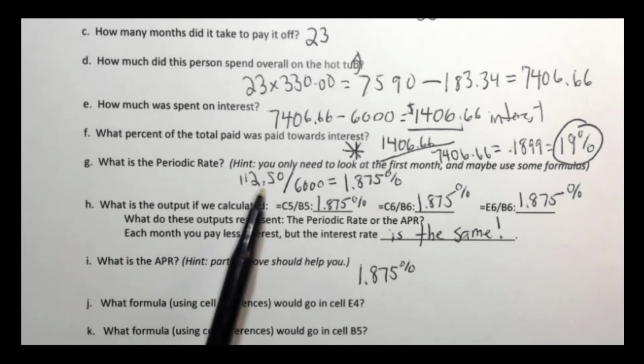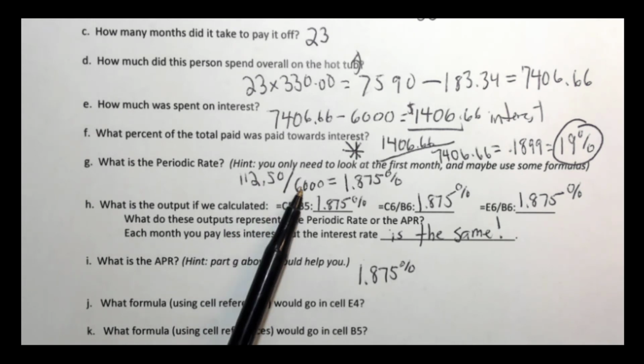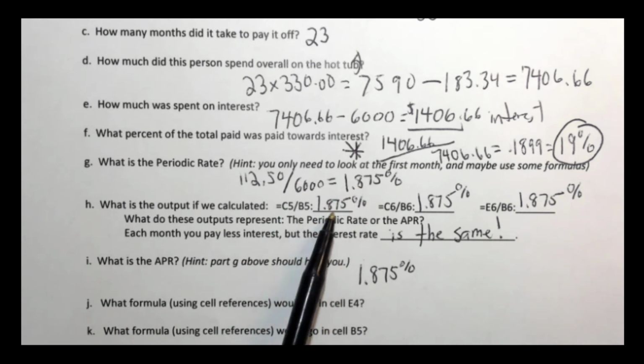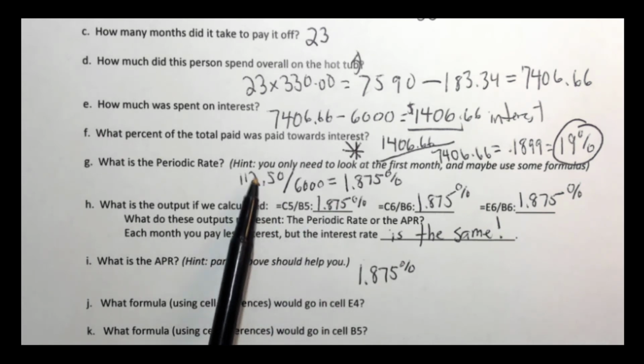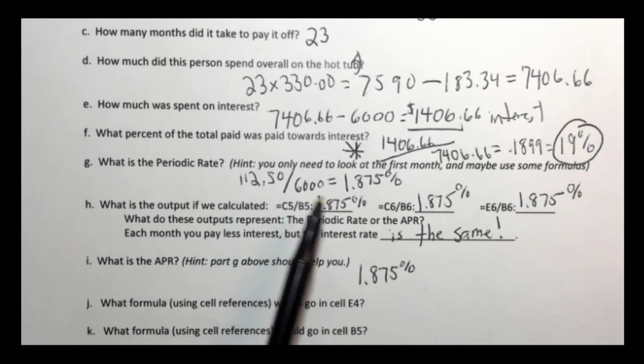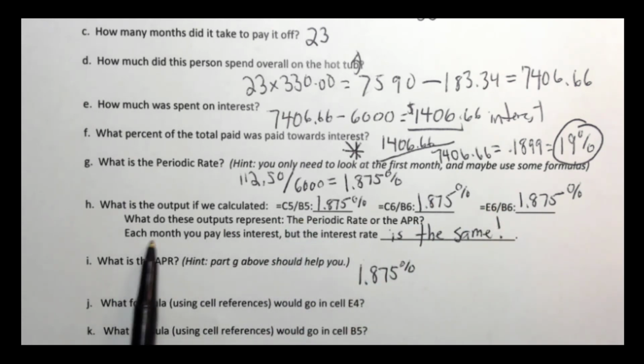So I put up some more answers here. I took the first month's interest, divided it by the balance the first month, which is the same as the principal, and I got 1.875%. And when I did them all, anything that you do, all of the interest for any month divided by whatever the balance is that month is going to be the same. And that's the periodic rate. Each month you pay less interest, but the interest rate is the same. You pay less interest because you have a smaller balance. So it all works out to be exactly the same.